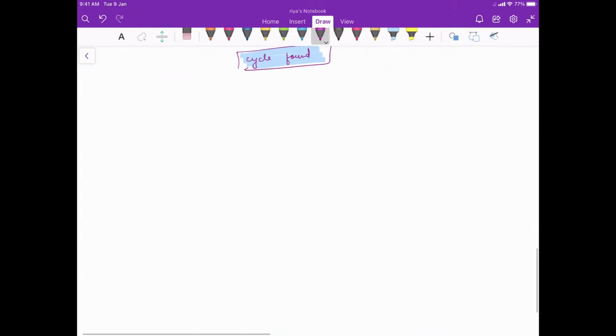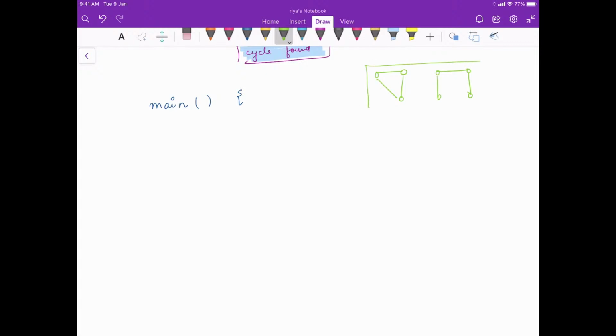So the concept here is very easy. Let's say this is the main function that I have, right? Now there might be a case of a disconnected graph as well, right? Let's say this was the graph, right? There might be a case that the cycle is not present in this part, but the cycle is present in this part, right? So you will have to go to each and every connected component.